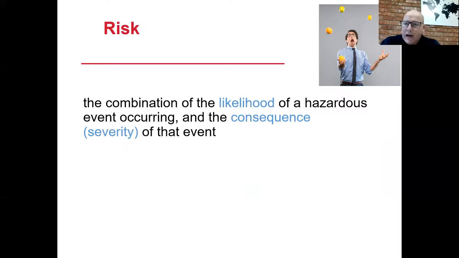So the calculation takes account of the combination of the likelihood of a hazardous event occurring and the consequences of that event: likelihood and severity. We put the calculation together in quantifying the level of risk. So risk equals the likelihood multiplied by the consequence to come up with the overall rating of risk.